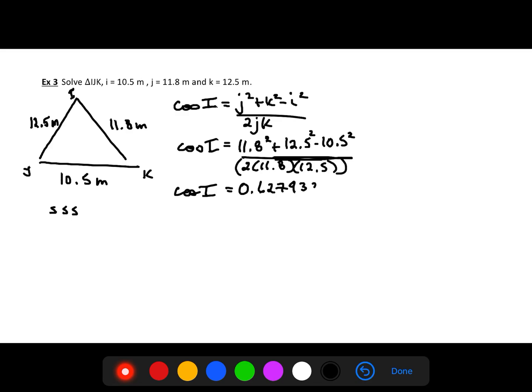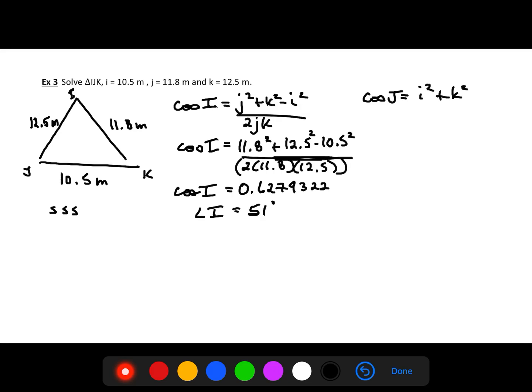And we should never get a cosine ratio greater than 1. If we do, then we know we've done something wrong and we need to go back and check it. So we get this decimal. We're going to do our inverse cos to find our angle, rounding to the nearest degree. We know that angle I is 51 degrees.